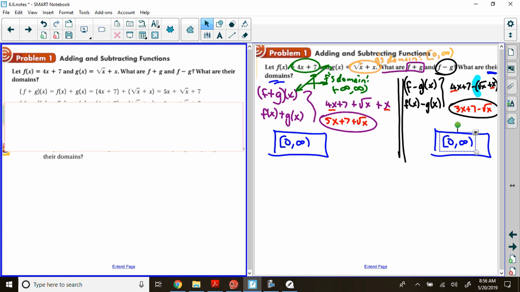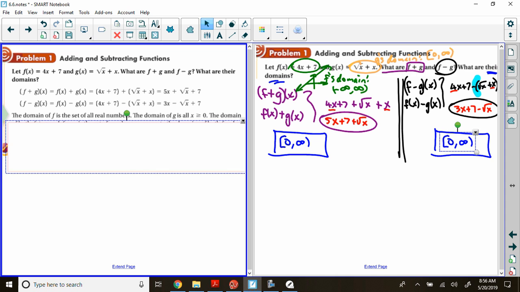So they said f of x plus g of x, what did they get? 5x plus rad x plus 7. We got that. Different order, but we got that. The difference, they got 3x minus rad x plus 7. We got that. Different order, but that's okay. Commutative property, we're good.